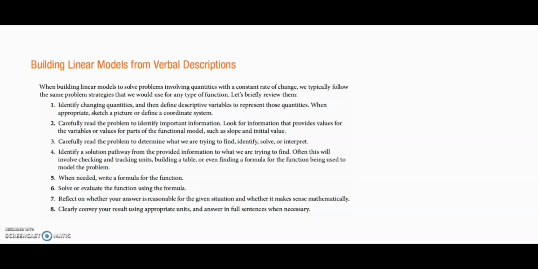Number three, read the problem one more time to make sure that you understand what we're trying to find, what we're trying to identify, solve, or interpret. Once you do that, go ahead and identify a path for the solution given the information. Often this will involve checking, tracking units, building a table, or even finding a formula for the function being used to model the problem. If you need to, write the formula for the function. Finally, solve or evaluate the function using the formula. Once all that is done, reflect on your answer. Make sure it makes perfect sense. Of course, check your work.